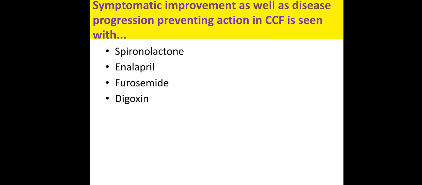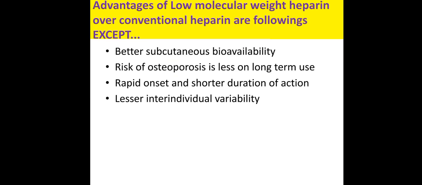Symptomatic improvement as well as the disease progression preventing action is seen with, now you know that there are certain agents that reduce the preload, reduce the afterload, or increase the fluid loss, and the diuretics; all these are having a symptomatic improvement. And there are certain agents like ACE inhibitors, cardioselective beta blockers, spironolactone, these all are having disease progression preventing action. But enalapril, an ACE inhibitor, will also reduce the afterload and preload, so it is having dual action, and that's why they are indicated in each and every case of congestive heart failure. So the correct answer is enalapril.